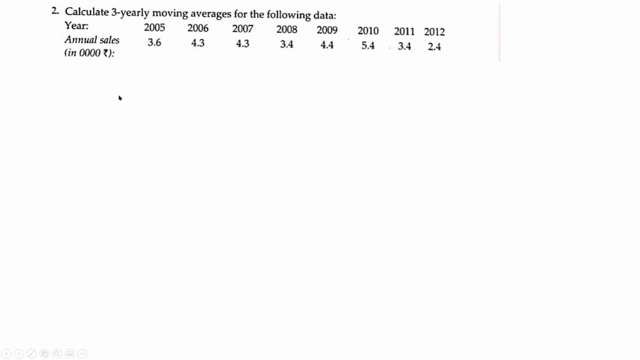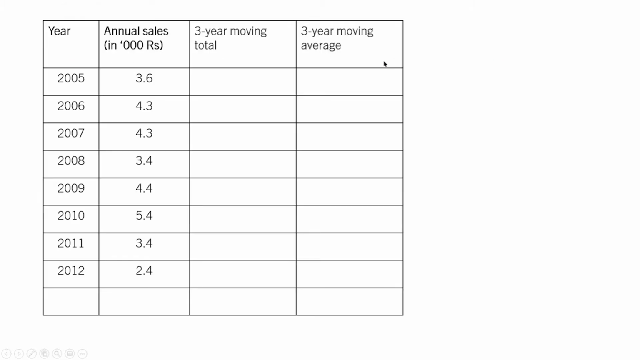Moving on to the next question. Calculate 3-yearly moving averages for the following data. We have year and the annual sales in 10,000 rupees. So let us draw the table. We have year and annual sales in 10,000 rupees, then the next column 3-year moving total and the next column 3-year moving average.